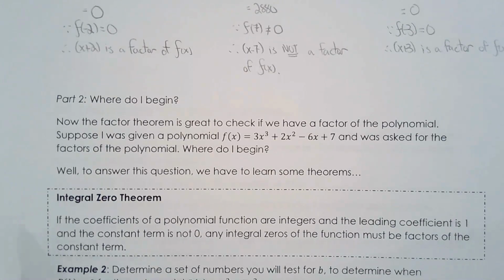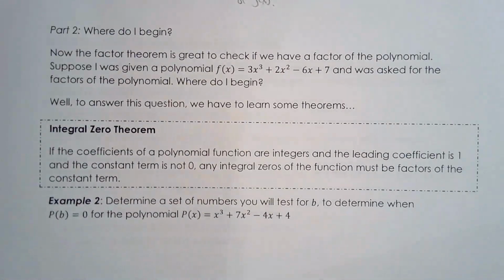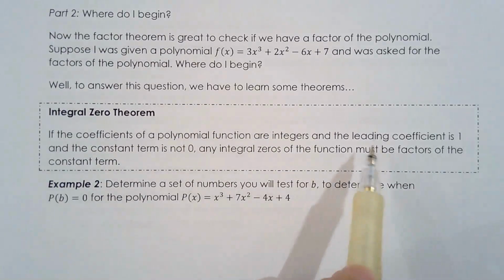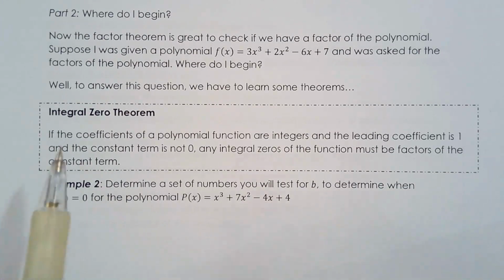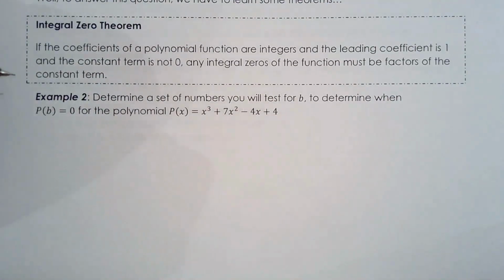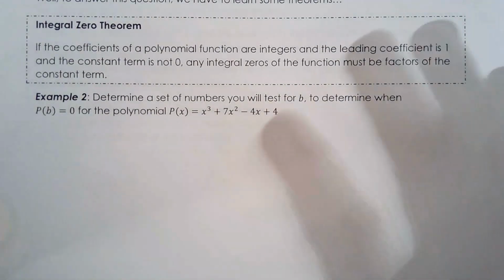So that's why we're going to introduce another theorem. Okay, this is called the integral zero theorem. That's basically telling you if the leading coefficient is 1 of this polynomial, you can actually just take a look at the constant term, and that will give you the possible zeros, the possible integer zeros. Integral in this case means integer zeros. Okay, so I'll try to explain to you how the integral zero theorem came about. There are a lot of more complicated proofs, but I'll try to keep it simple.